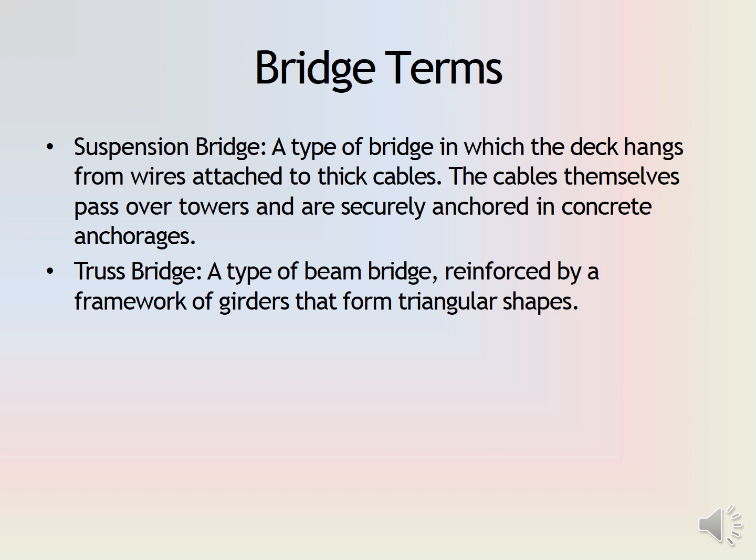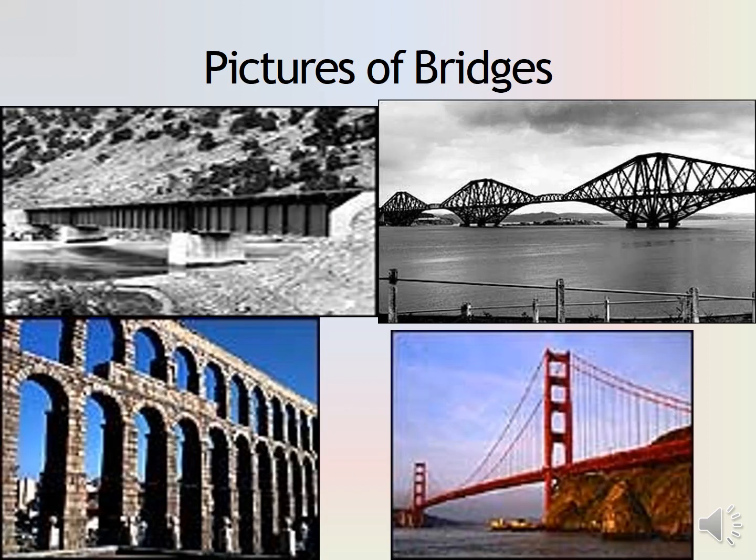Suspension bridge: a type of bridge in which the deck, this is the deck slab of the bridge, hangs from wires attached to thick cables. So we call this a suspension bridge. Truss bridge: a type of beam bridge reinforced by a framework of girders that forms triangular shapes. These are various pictures. This is the suspension bridge. This is the girder bridge, and the arch bridge.